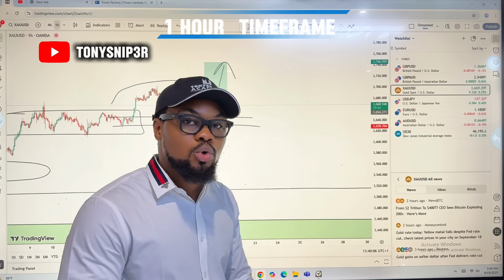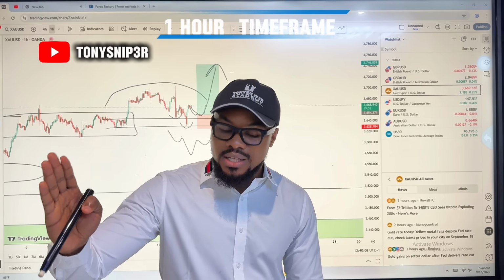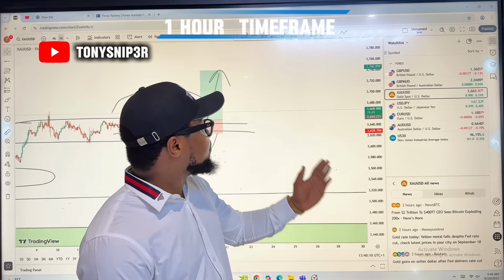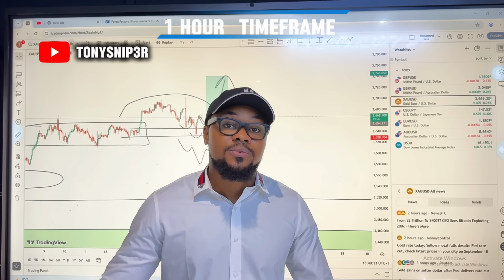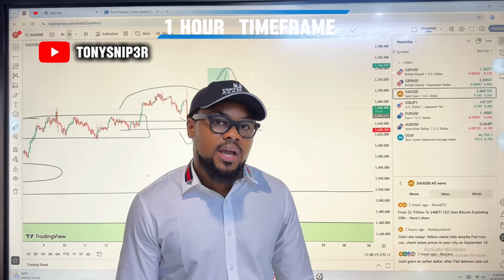This is how you do your top-down analysis from your monthly down to your 1 hour time frame. Then if you feel this SL is too big, you scale down to 15 minutes or 5 minutes and you get your buy and you get your sell.